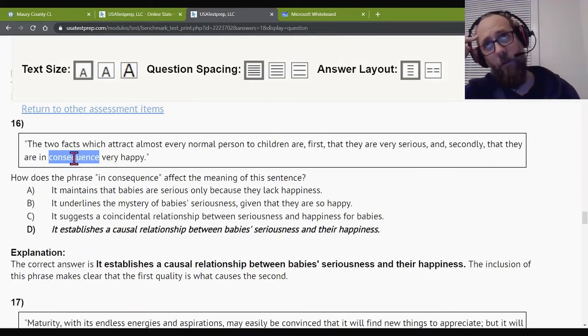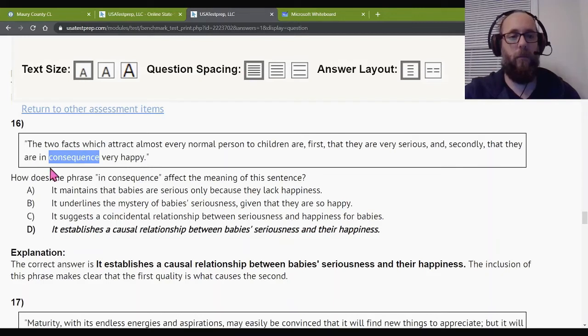I think about consequence. Consequence is what happens when something happens, then a consequence follows. Because of this, a consequence happens. So what does it do? What thing happens first, and then there's a result that happens after it? Well, it says first, they're serious, and second, in consequence, they're very happy. So being serious comes first, and the result is that they are happy. That doesn't make a lot of sense to me, but that's what the sentence is saying.